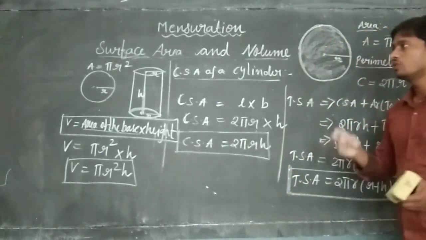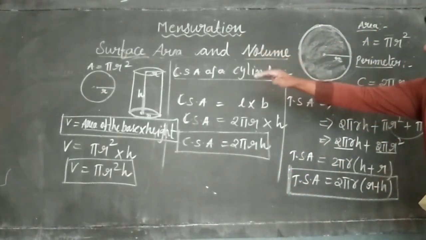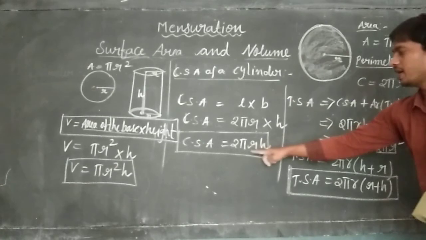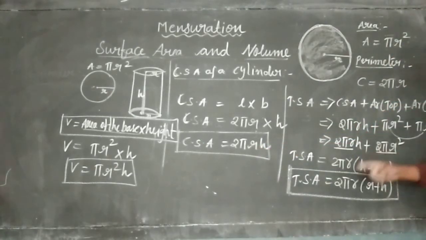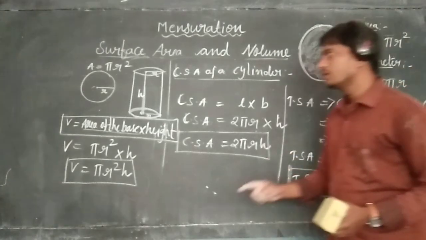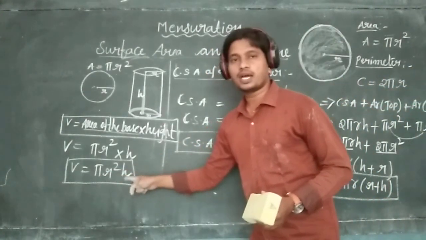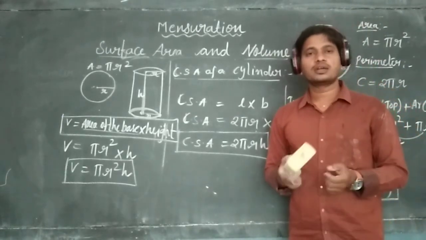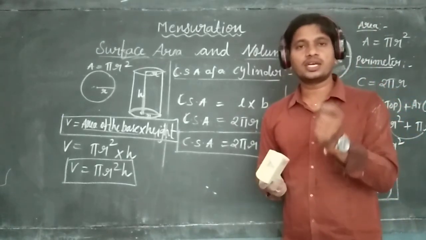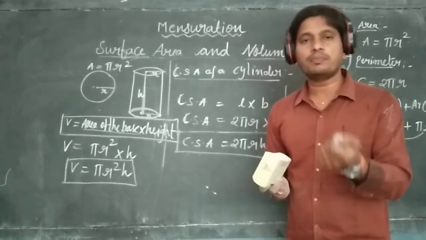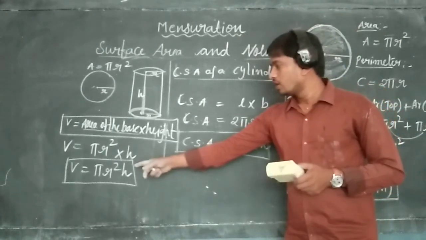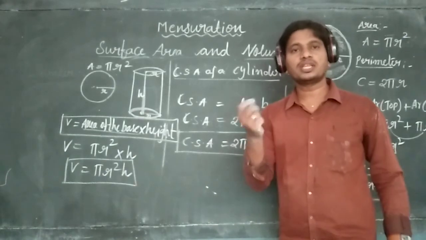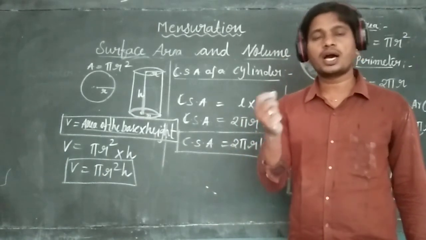So, we got now both the CSA of cylinder, which is 2 pi r h, and the TSA of cylinder, which is 2 pi r into r plus h, and the volume of the cylinder is pi r square h. As we know, surface area units are either centimeter square or meter square, and the units for volume will be either centimeter cube or meter cube.